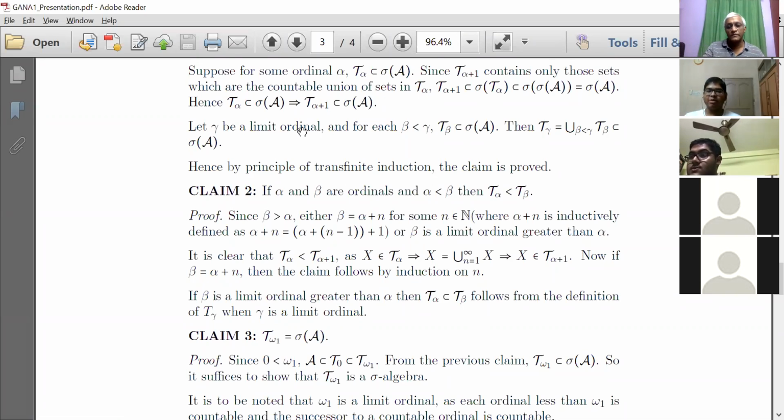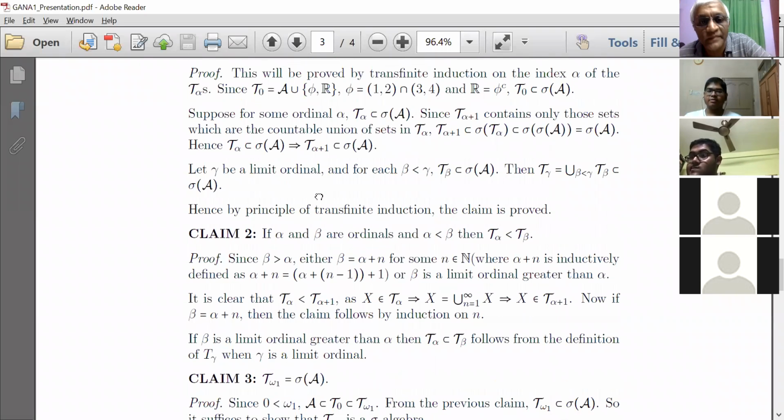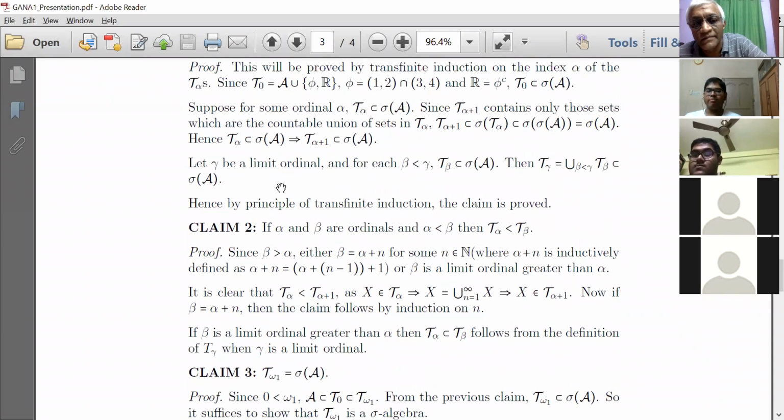Okay. Let gamma be a limit ordinal. So we are now trying to prove the limit ordinal case. So let gamma be a limit ordinal, and we assume by the induction hypothesis that T of beta is contained in the sigma algebra generated by A for each beta that is less than the limit ordinal which we picked up. Since T of gamma has been defined to be the union of all such T of betas, it is automatically contained in the sigma algebra generated by A.